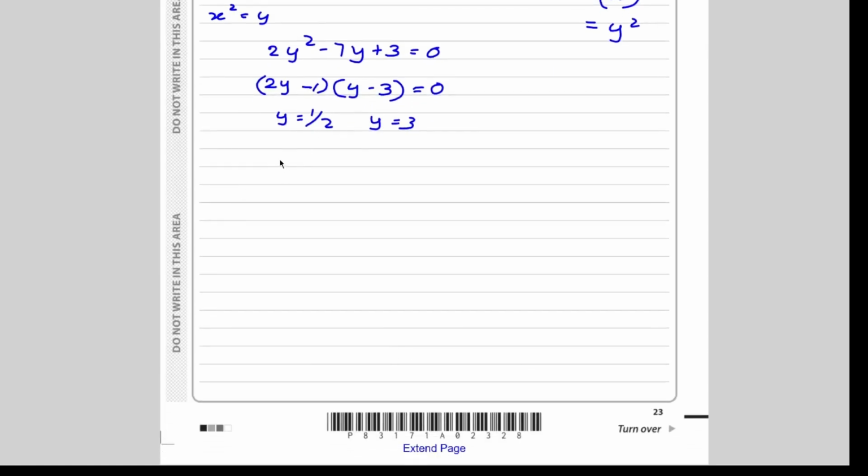So I got y as x squared. Then I'm writing x squared equals half, x squared equals 3. Then here x equals plus or minus root half. Here x equals plus or minus root 3.